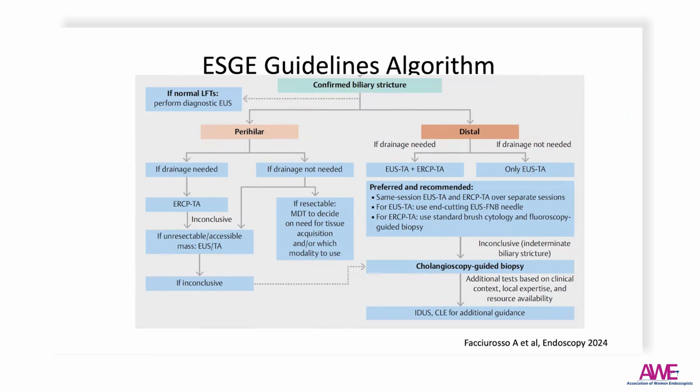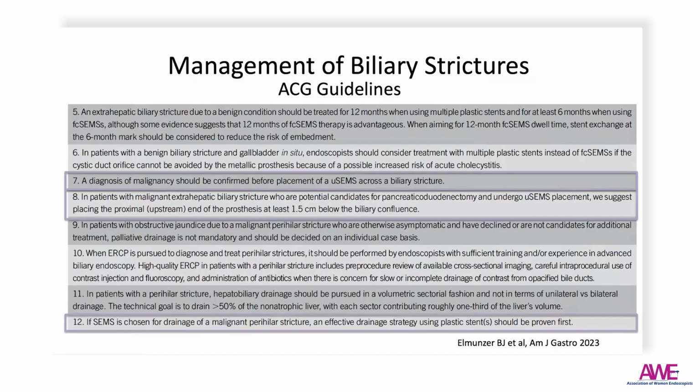If it's a perihilar lesion, EUS is certainly recommended. If drainage is needed, ERCP would also be recommended. And if it's not necessarily needed and resectable, this needs to be discussed in a multidisciplinary group as to whether or not other modalities are required to get tissue, diagnostic tissue.